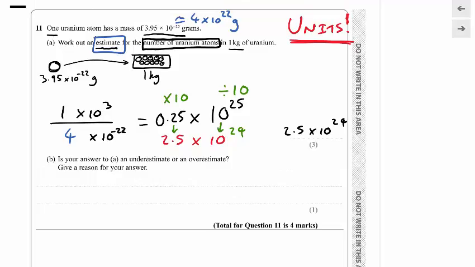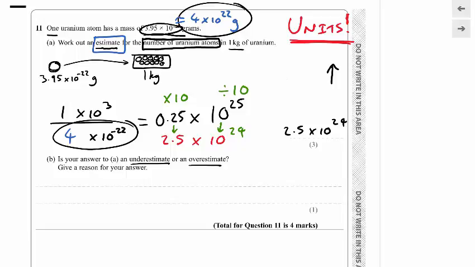Now let's very quickly look at part B. Is your answer to part A an underestimate or an overestimate? Give a reason. Look at what we had to do. It's all to do with how we made the estimate. Remember, we converted this 3.95 into 4. So we rounded up, which means our final answer is going to be an overestimate or an underestimate? It's going to be an underestimate, isn't it? Even though we rounded up, it's not an overestimate, because look what we rounded up. We rounded up the denominator of the fraction.